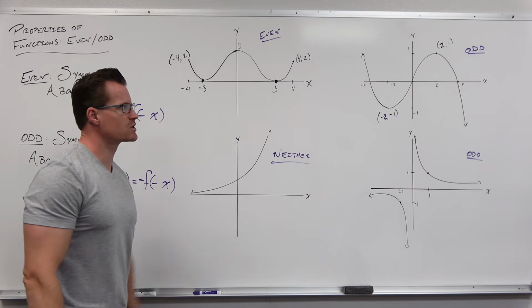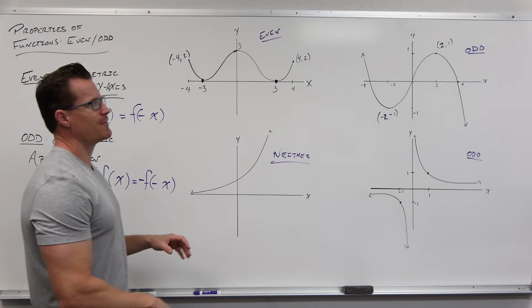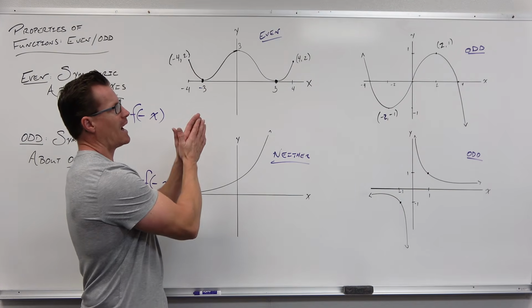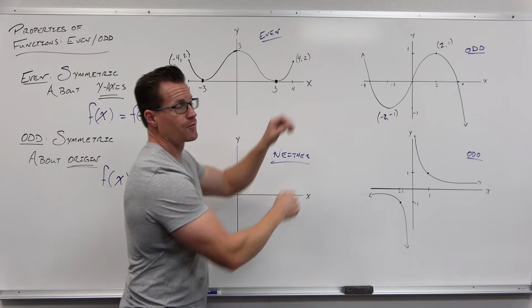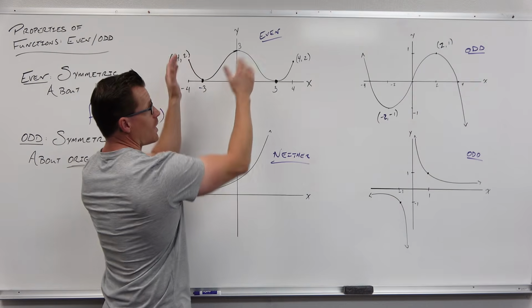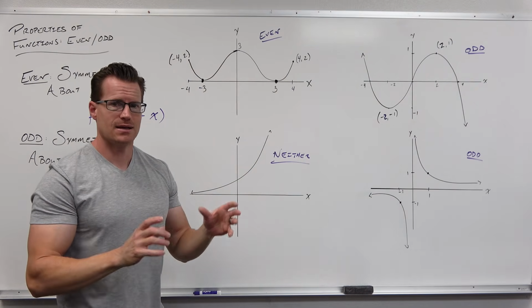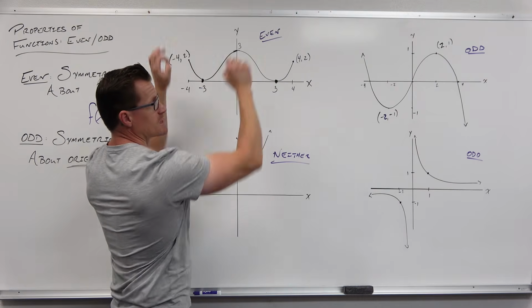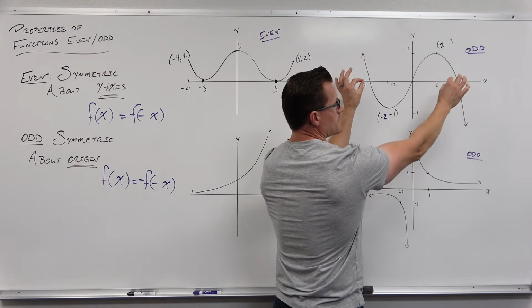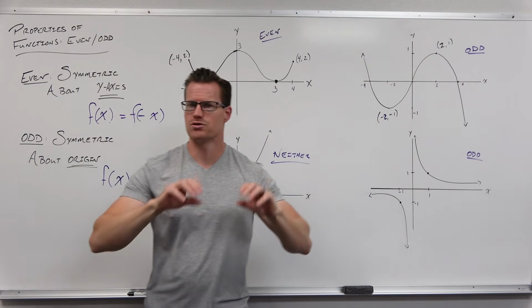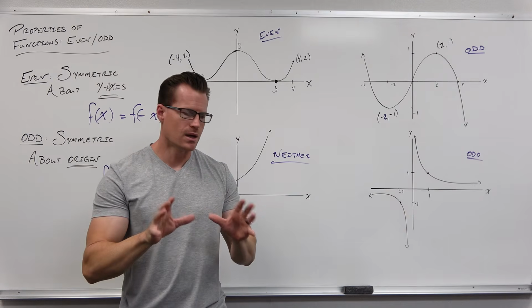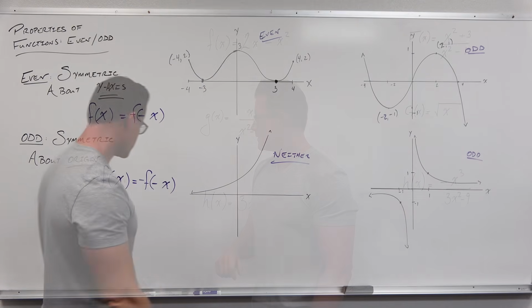I'll erase these functions. At this point, you need to really have in your head 2 things. Number 1, how to identify even and odd versus the graph, whether it's symmetry about the y, symmetry about the origin, or neither. And then the idea that even means opposite inputs, same output. Odd means opposite inputs, opposite outputs. And that's going to really drive what we do in just a little bit. So stick around, I'll be right back.